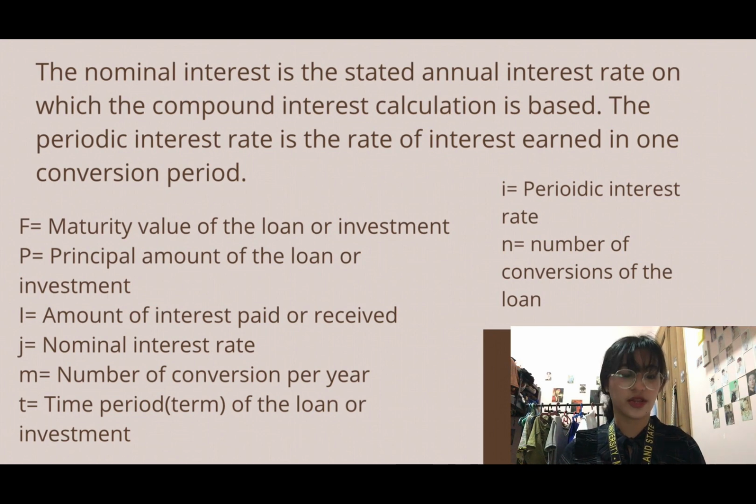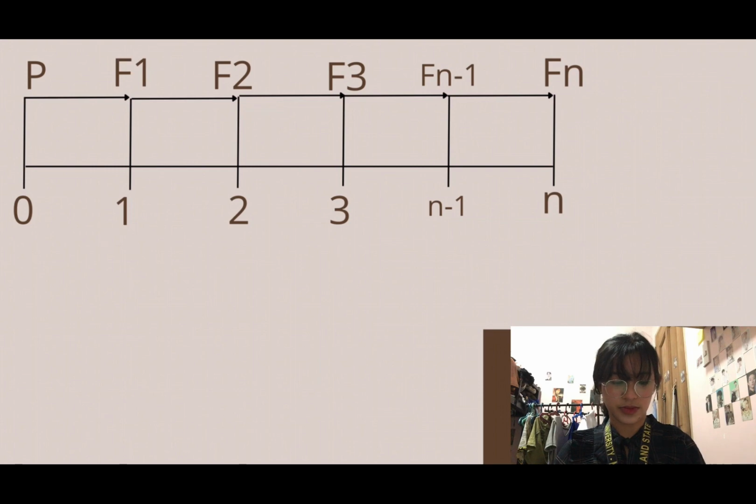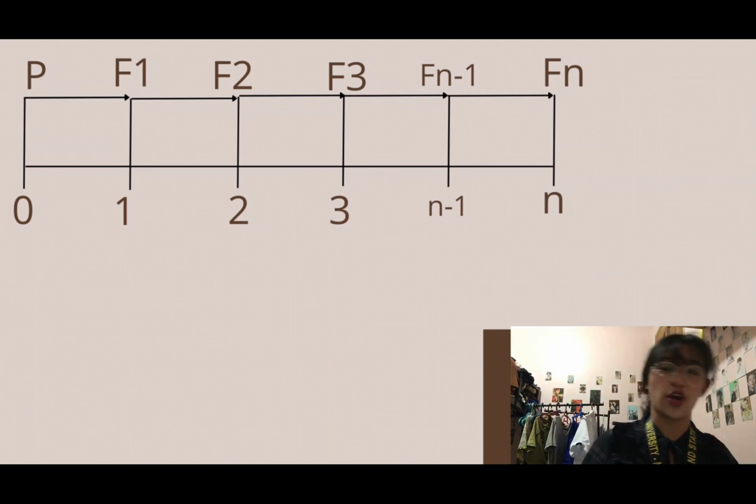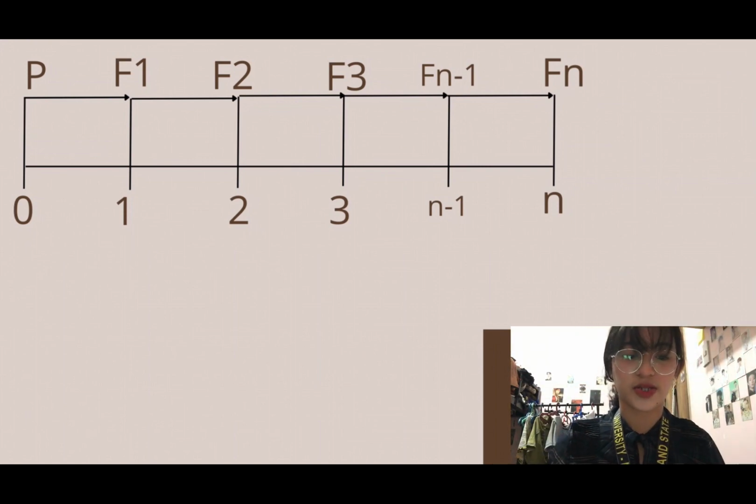On the other hand, the number of conversions of the loan, N, is the product of the time period and the number of conversions per year. So it will be N equals time T times M. So we have the steps on how to get the maturity value: step 1, step 2, step 3, up to step N, until we get our maturity value.